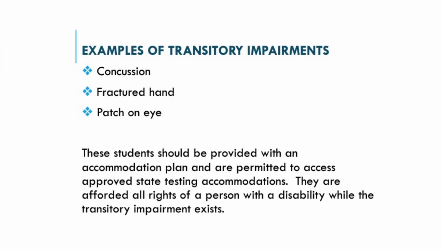These are just a few examples of transitory impairments. When determining eligibility, the 504 coordinator would document that the impairment is transitory or temporary and may conduct the meeting via tele or video conference with the student's guardian or the adult student. A transitory impairment accommodation plan may need to be developed before a student re-enters school to assure that necessary accommodations are in place for the student immediately.